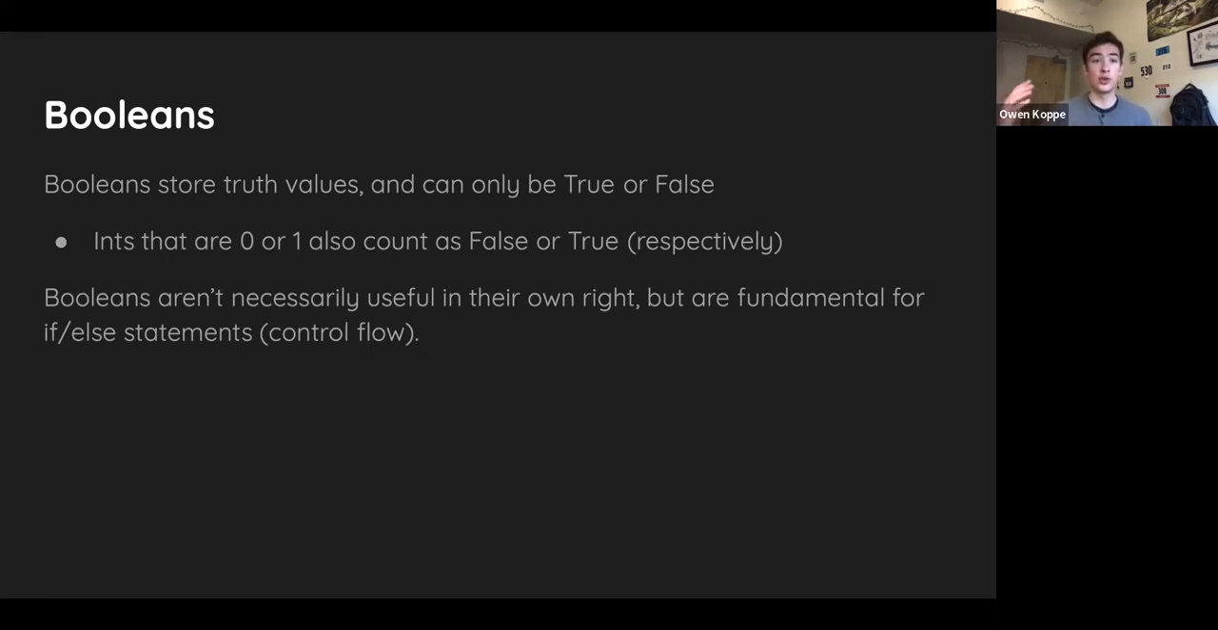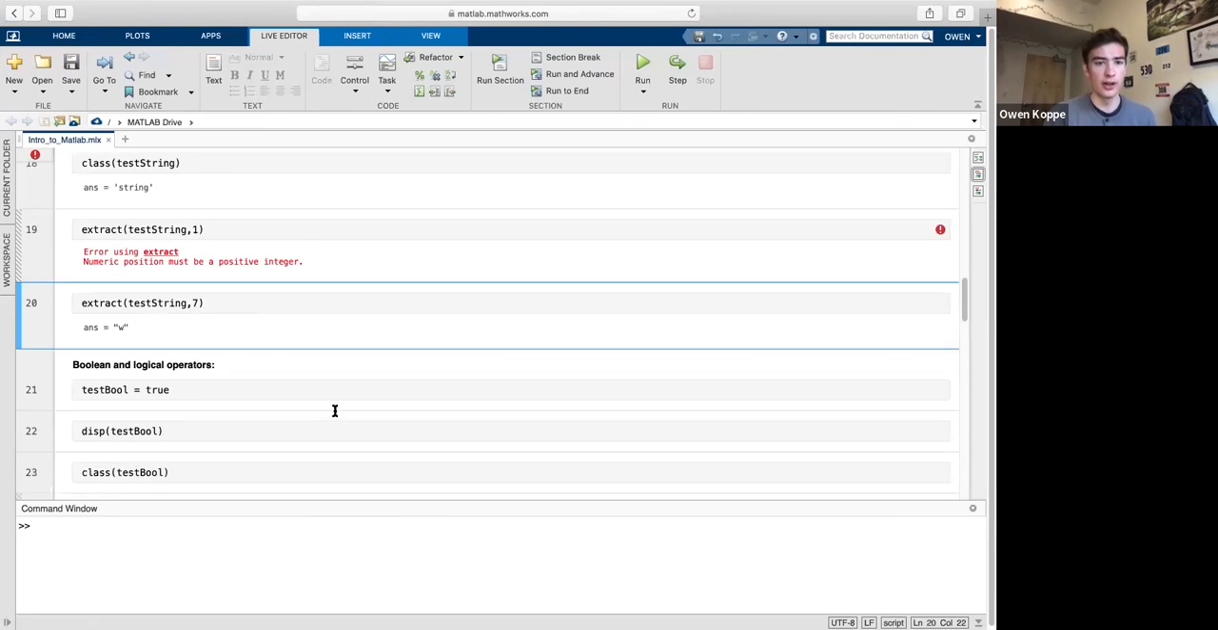So note, when you do assign a Boolean value of true or false, MATLAB's going to interpret that as 0 if it's false or a 1 if it's true. So Booleans aren't necessarily particularly useful in their own right, just by themselves, because they can only take on 2 values, but they're going to be fundamental for if-else statements and control flow in logic, as we'll see. So to define a Boolean, we'll switch right over to code.